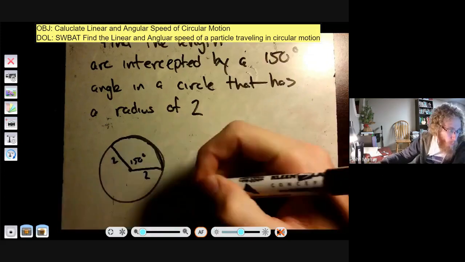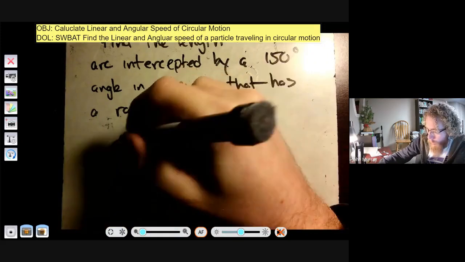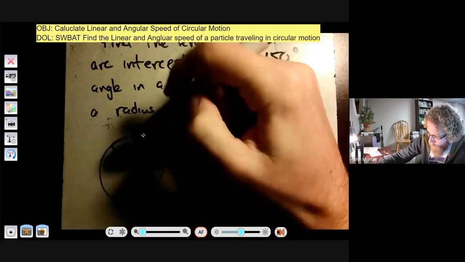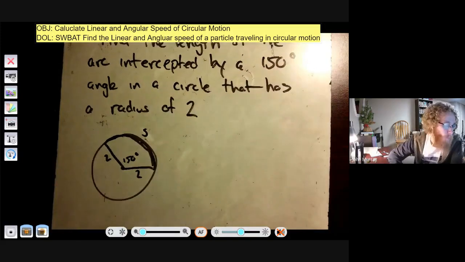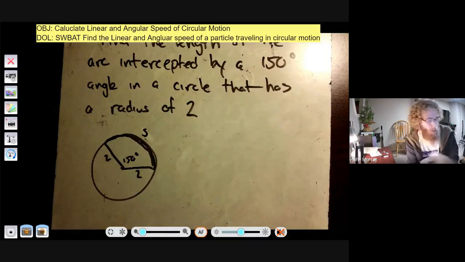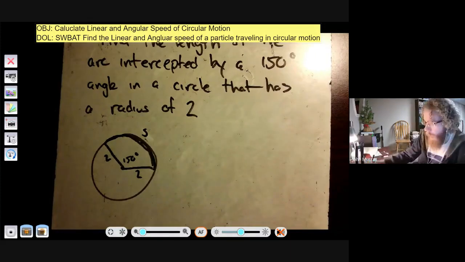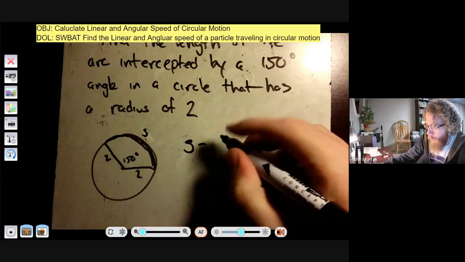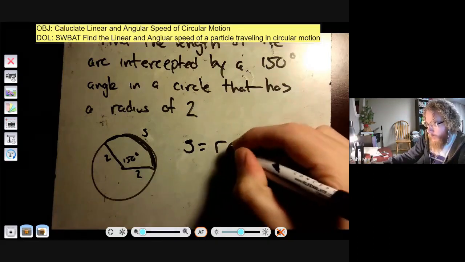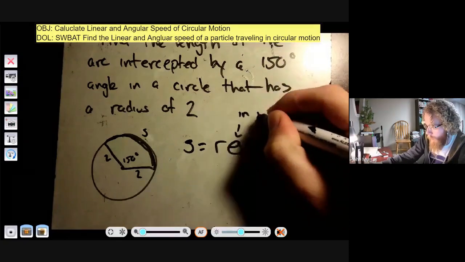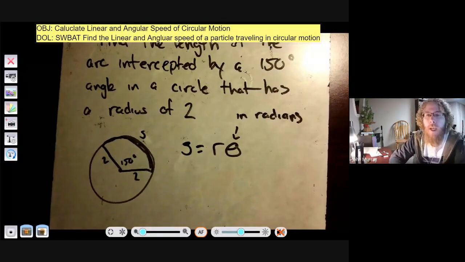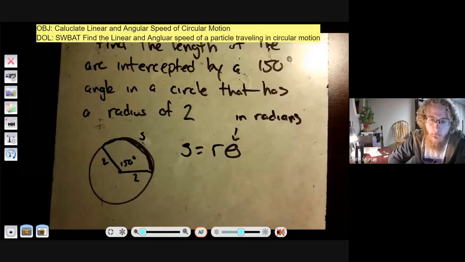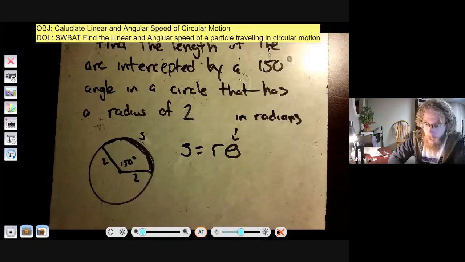Okay, my radius is 2. And we want to find our arc length, right? So again, our arc length usually we denote with the variable s. Okay, and from yesterday, we know that to calculate the arc length, we need to multiply the radius by the angle. Okay, but again, that angle has to be in radians. So before we can go forward, we do have to do some conversion.